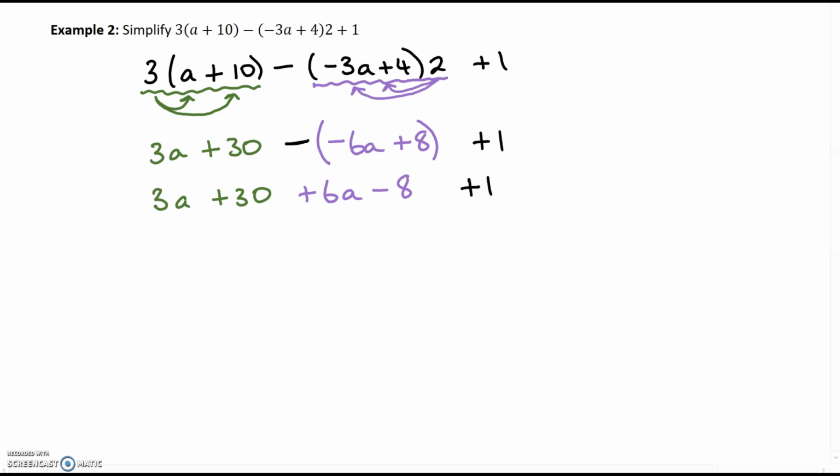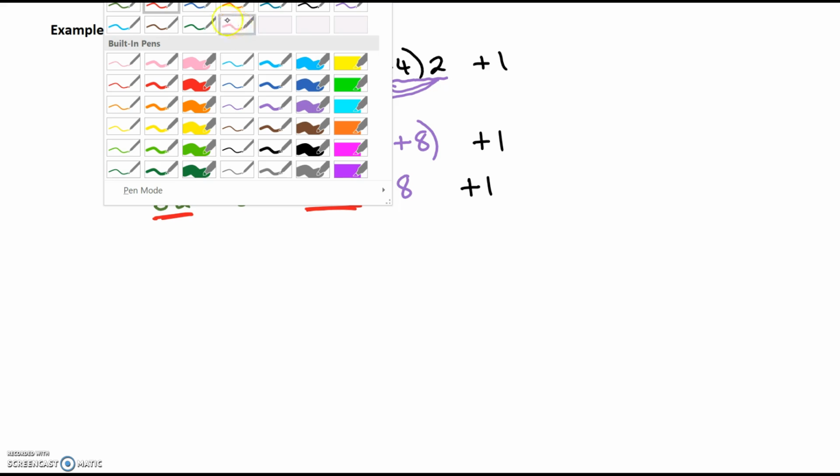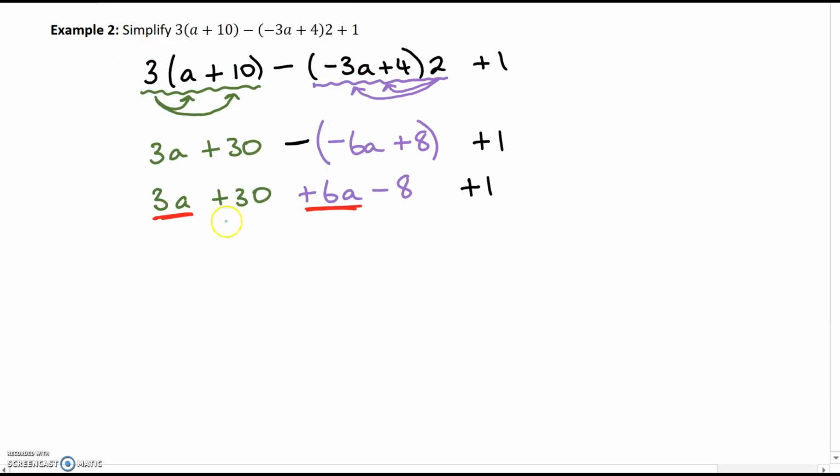Okay, so let's look for some like terms. That's an a and that's an a. Those are like terms, and then let's see if we've got something else here as well. So this is a number, this is a number, and this is a number. So we can take care of that now.